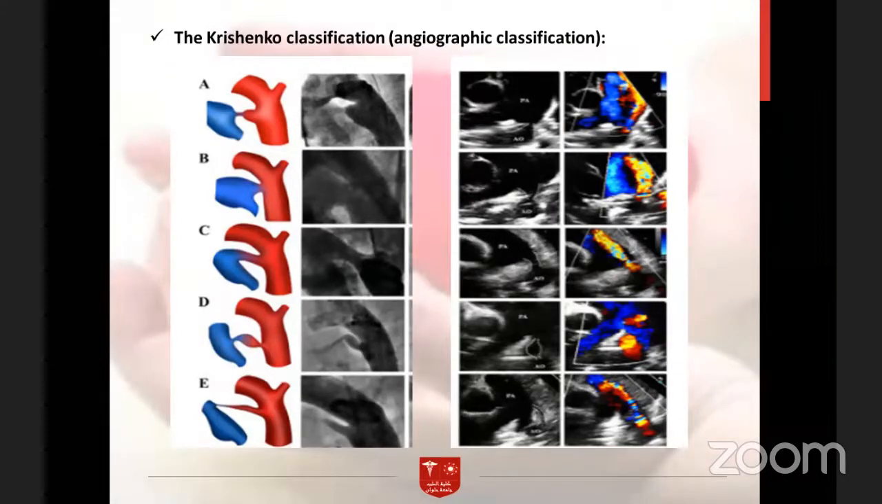Type C is elongated without constrictions. Type D is complex with multiple constrictions. And type E is elongated with constricted pulmonary end. This classification is as important as the classification according to the size, because it gives a figure of the shape that we should always assess while doing an echo for a child with a PDA, because it has an implication on deciding the mode of intervention.